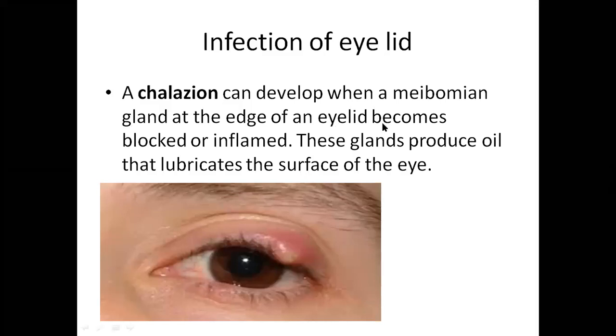At the edge of an eyelid becomes blocked or inflamed. These glands produce oil that lubricates the surface of the eye. So this is called chalazion, and this is an inflammation of the meibomian gland.